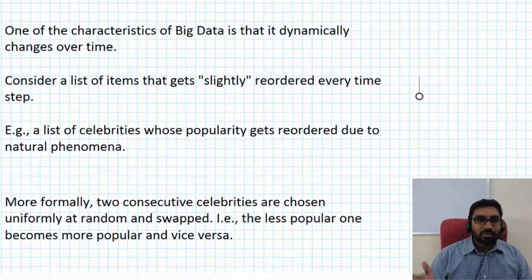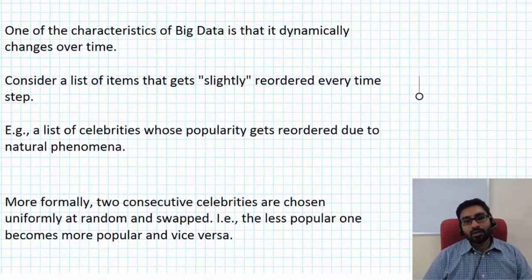At any point in time such a list exists, but obviously the list way back in, say, 1950 is going to be very different from the list that we have in 2016. So the list keeps changing over time. For our purposes, we're going to look at this list in this formal sense. We have a list of celebrities ordered by their popularities, and some natural phenomenon takes place, maybe a hit movie or a hit song or a scandal or whatever, that changes the ordering of the popularity of the celebrities.